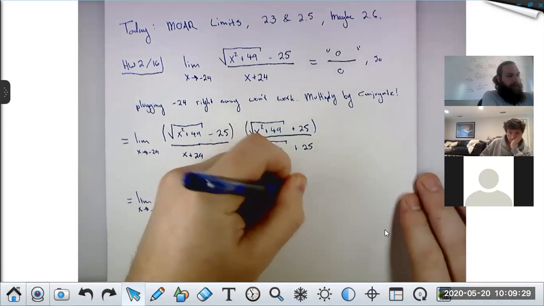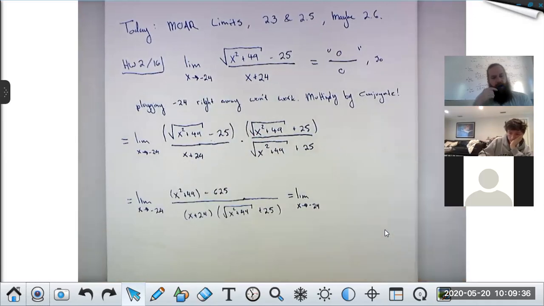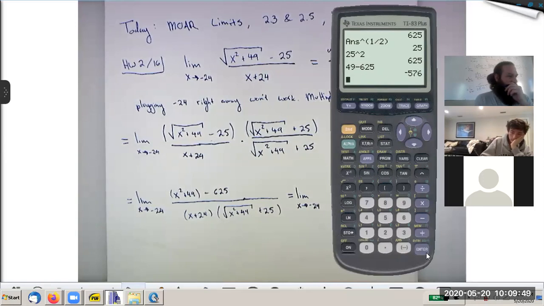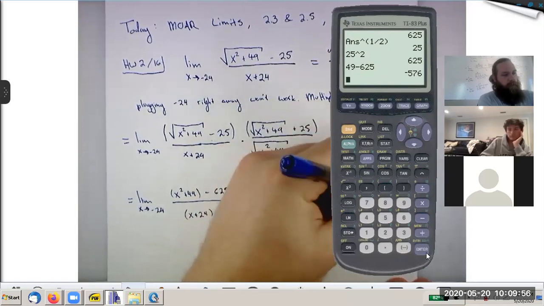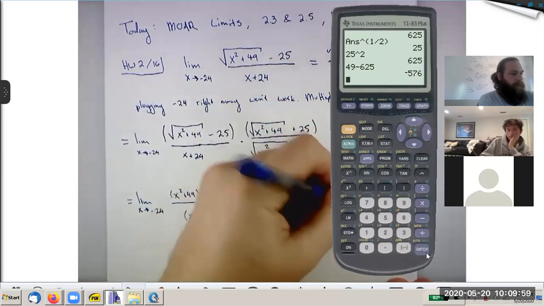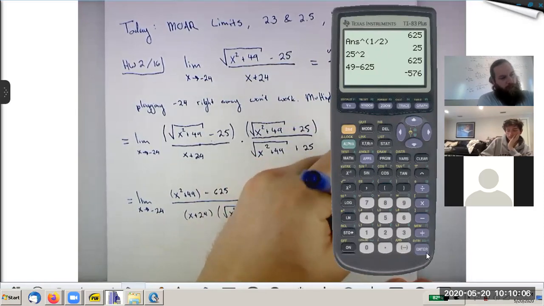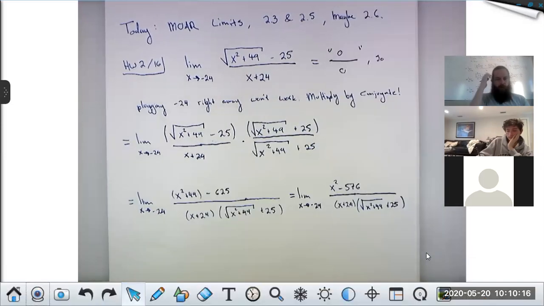So this is the limit as x goes to negative 24. 49 minus 625. Why does it keep doing that? It used to take these commands. All right. 49 minus 625. It's negative 576. So this is x squared minus 576 all over x plus 24 times the square root of x squared plus 49 plus 25. Like this.